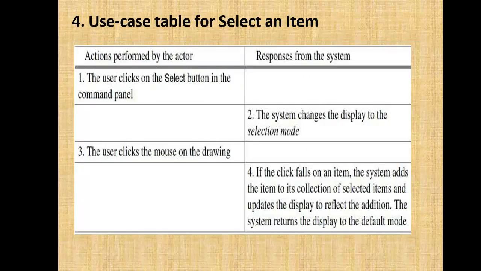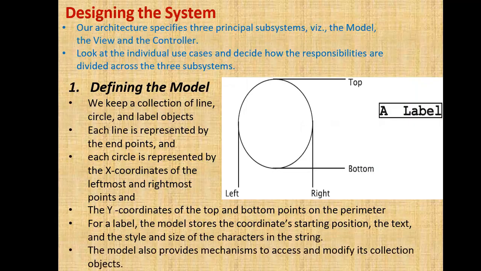Now the use case table for selecting an item. By the actor, the user clicks on the select button in the command panel. The system changes the display to the selection mode. The user clicks the mouse on the drawing. As far as the response is concerned, if the click falls on an item, the system adds the item to its collection of selected items and updates the display to reflect the addition. The system returns the display to the default mode. So these are the different use cases.